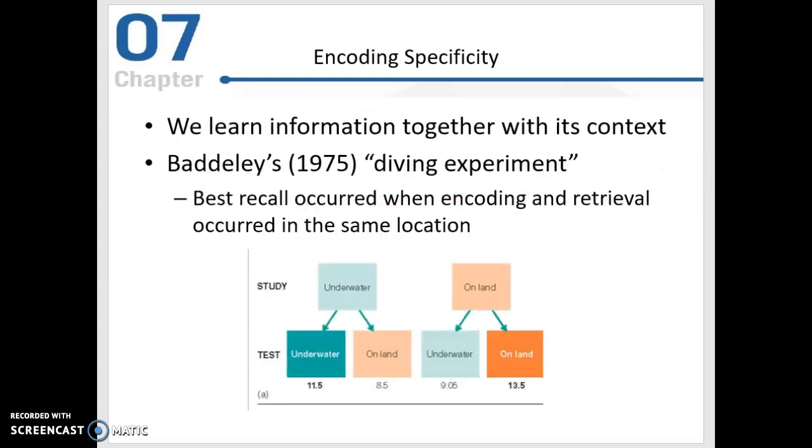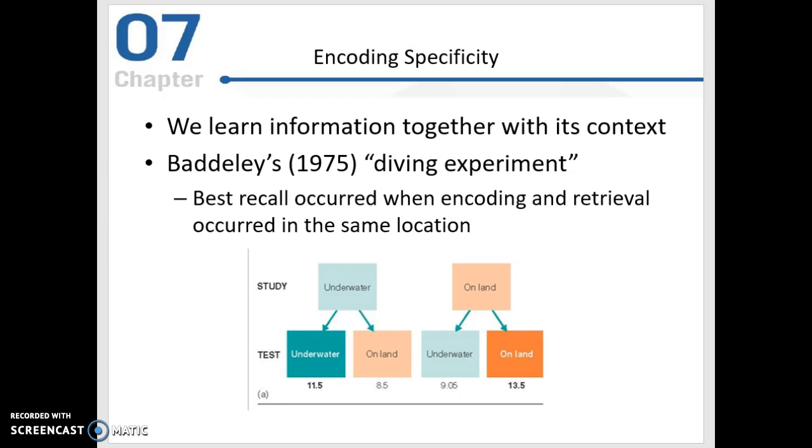There are also ways in which we retrieve better because we encode it in a specific way. So Baddeley's diving experiment was about place, so where you learned information. And this was actually diving, like literal diving in the water. So we are looking here at two different types of study phases, either underwater or on land. And again, this was a list of words for recall. And then the test would happen either underwater or on land.